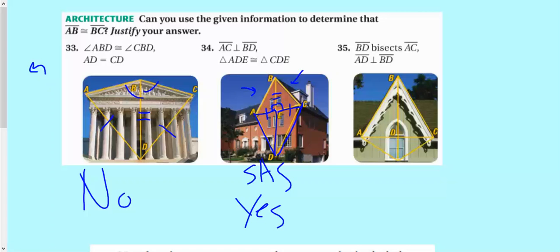All right, and then BD bisects AC, so those are equal. AD is perpendicular to BD, so we have a bunch of right angles right there. And then we're looking for, again, AB and BC. So these guys here, that's reflexive. So again, side, angle, side, that would be yes. We could show that by CPCTC.